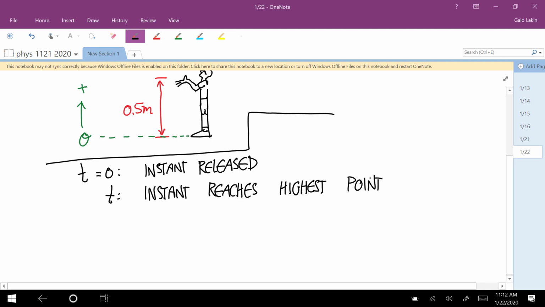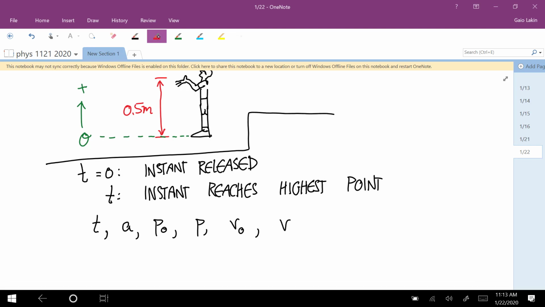And now that we've chosen those 4 things, the 2 instants, the positive direction and the 0 position, now we can start going through those variables and see which ones we have numeric values for. So there's t, a, p0, p, v0, and v. T, we don't know. We're not given the elapsed time to get to the highest point. The acceleration we do know. We know that it has a magnitude of 9.81 meters per second squared.